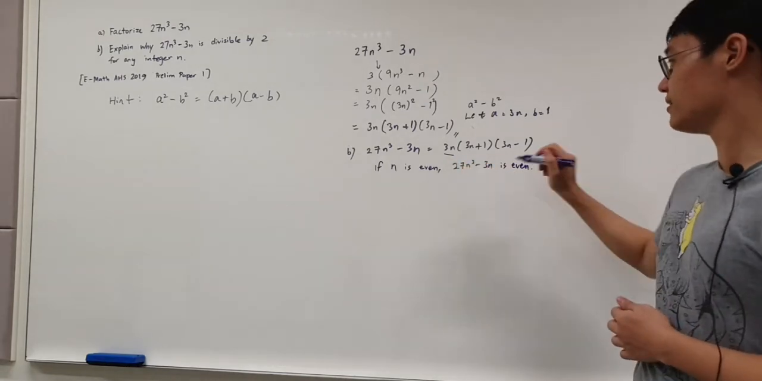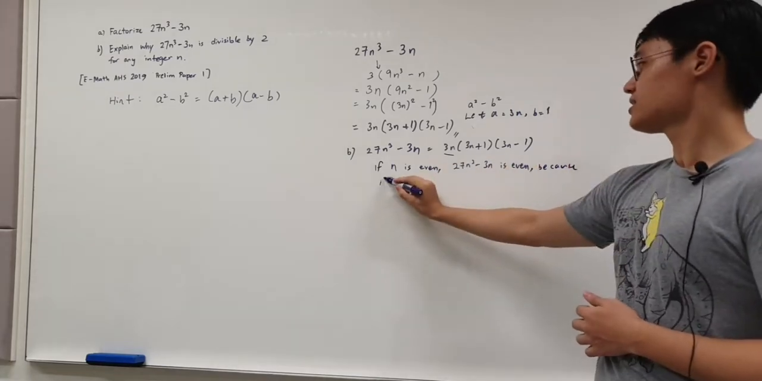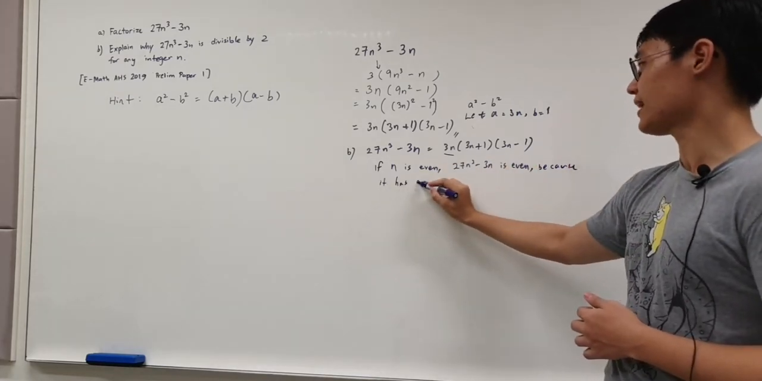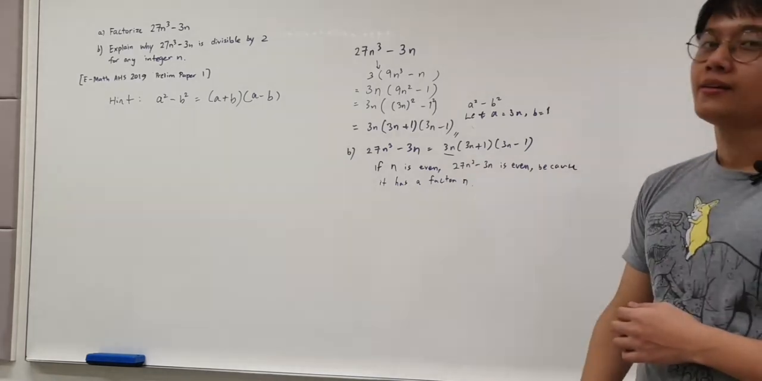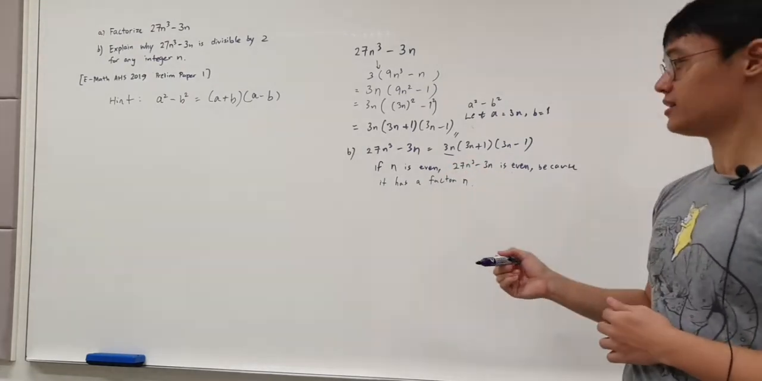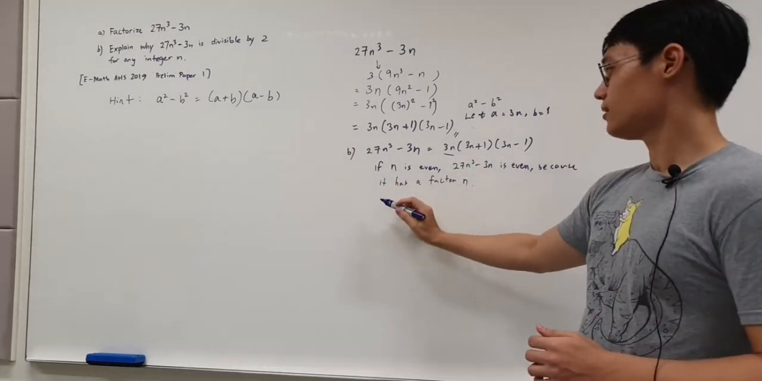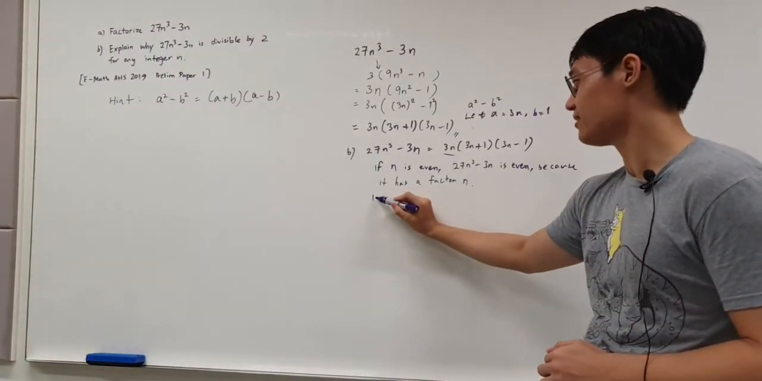Because of the n, because it has a factor n. And because n is divisible by 2, that means 27n cubed minus 3n is divisible by 2. Okay, but this is only like half of the story. But there's also the second half of the story.